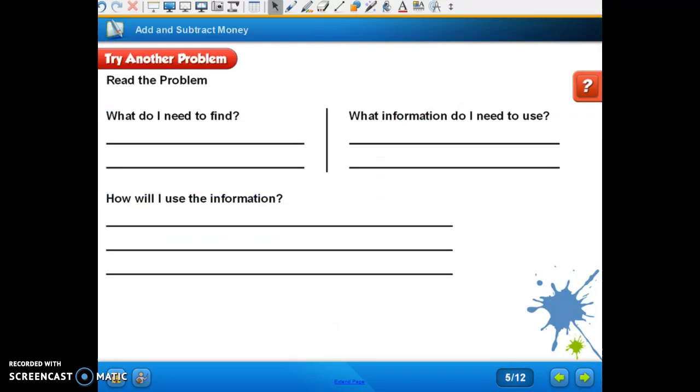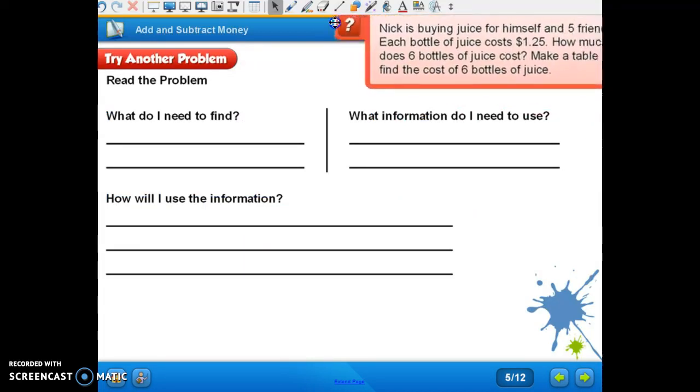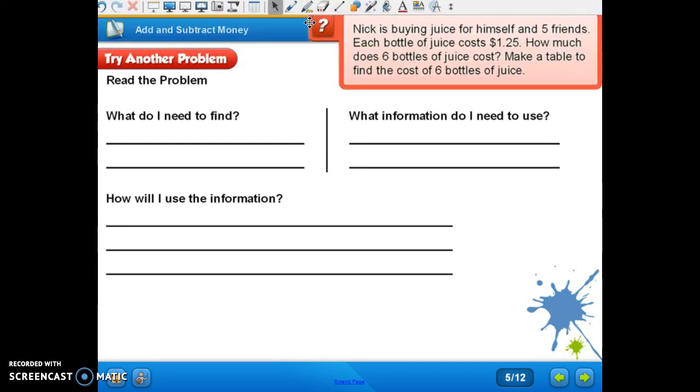Here's a new problem for us. You should be on page 148. This is about Nick. Nick is buying juice for himself and 5 friends. Each bottle of juice costs $1.25. How much does 6 bottles of juice cost? Make a table to find the cost of 6 bottles of juice.